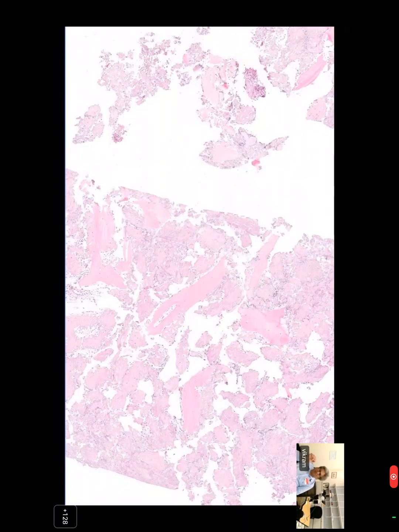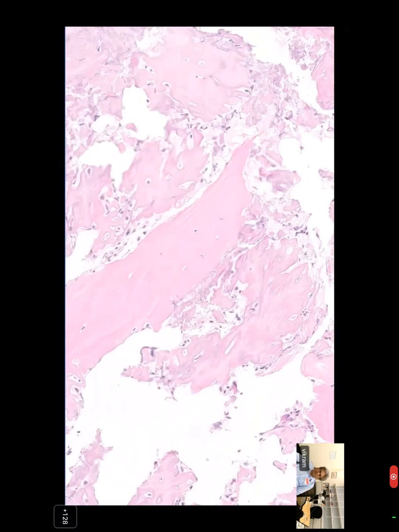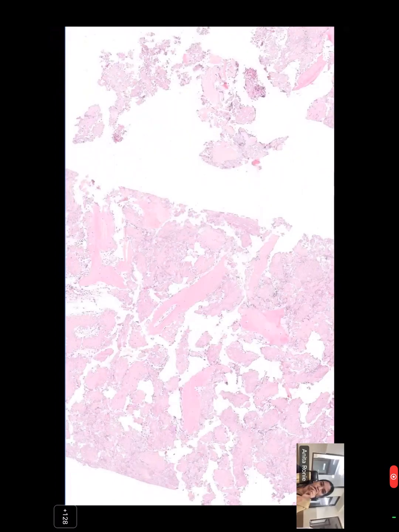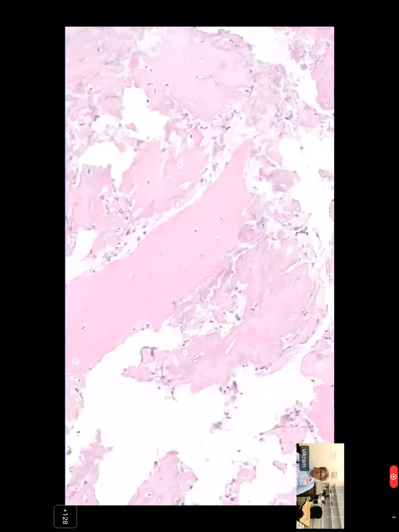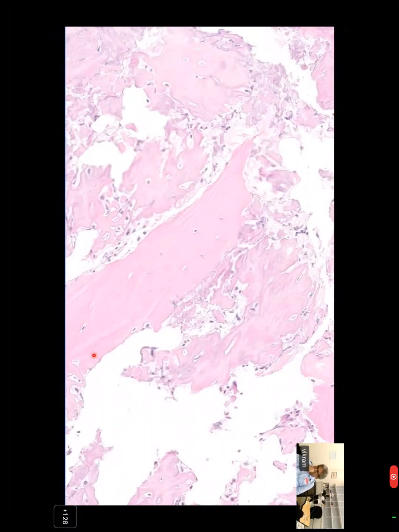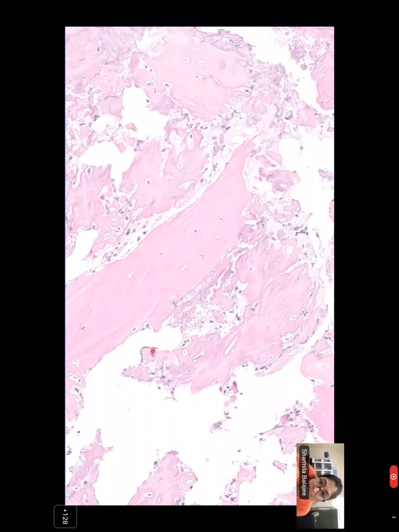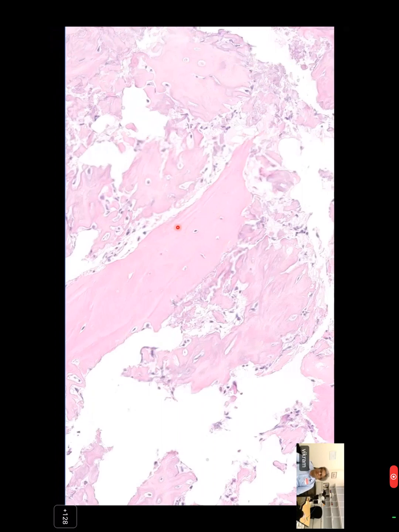But there is something here on low power, and I think the next power as well, that defines this as an osteosarcoma. What do you think I'm trying to get at? So I think this image is probably the most helpful. This is infiltration. So let's talk about this bone. Do you see the lamellae here, right? This is lamellar bone. This is native bone. This is the host bone.